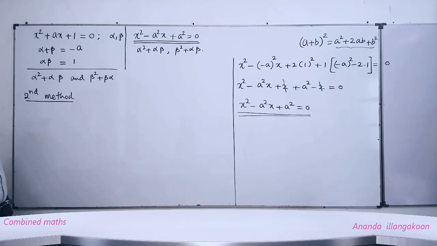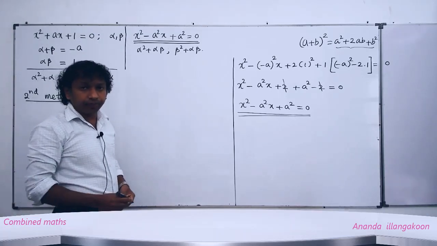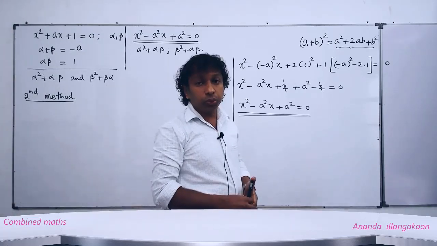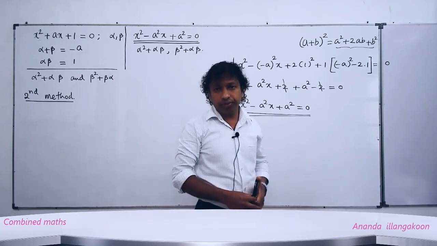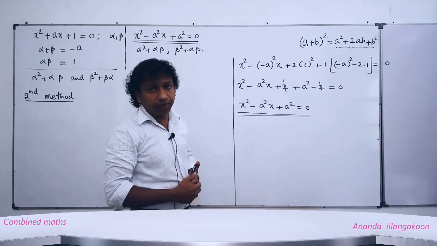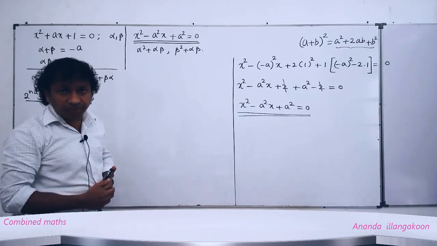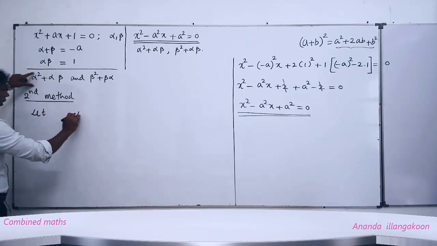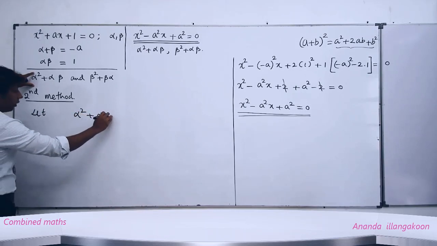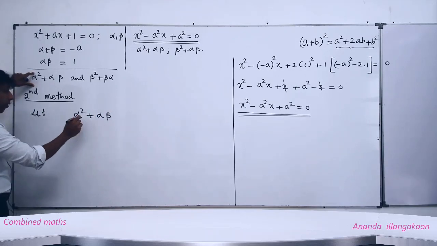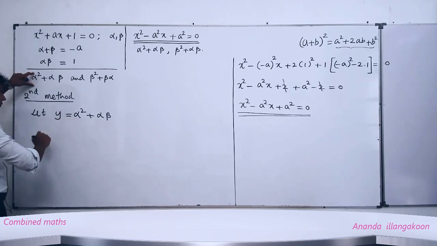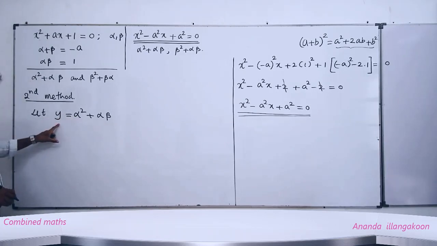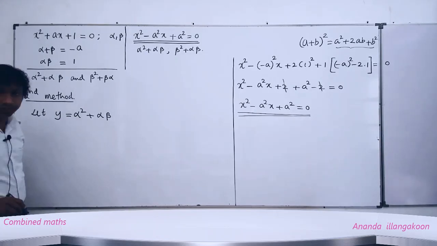Then people, take any root out of these two you like. Whichever root you take, never mind, because the two roots are symmetric in this case. Due to the roots being symmetric, any root you can take. I take this root, let alpha squared plus alpha beta. I am going to name it as y. Let y equals alpha squared plus alpha beta. Understand?